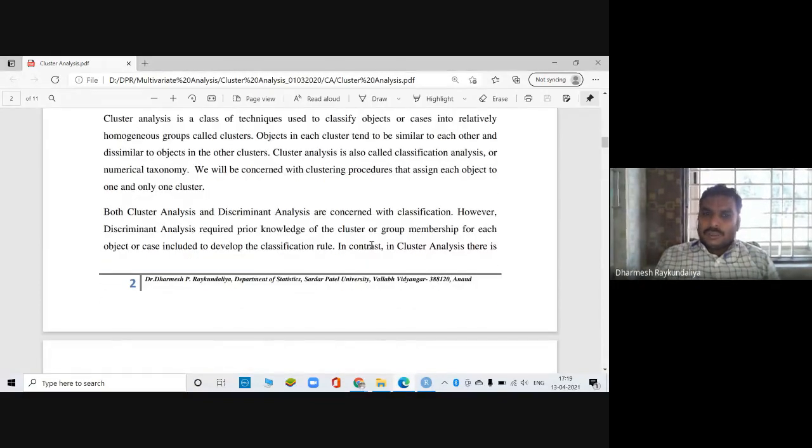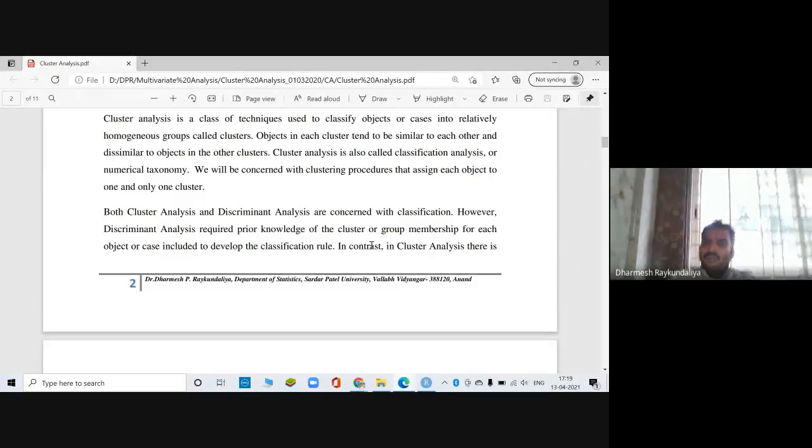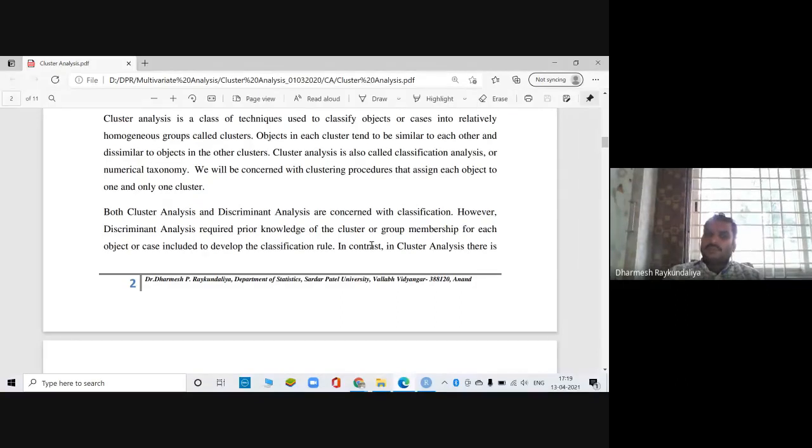Both cluster analysis and discriminant analysis are concerned with classification. In discriminant analysis you can do classification, as well as in cluster analysis. However, discriminant analysis requires prior knowledge of the cluster or group membership for each object or case included, to develop the classification rule. So in discriminant analysis, we have some prior information about group membership, which can help you classify the object, that is, some classification rule to classify the object into one group or another.